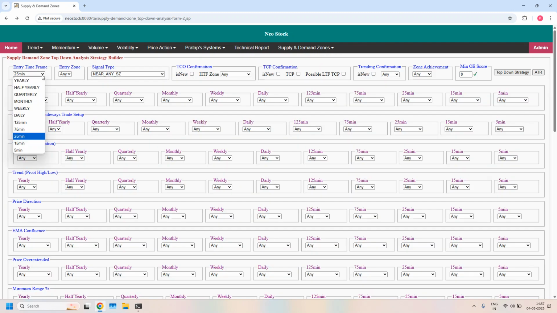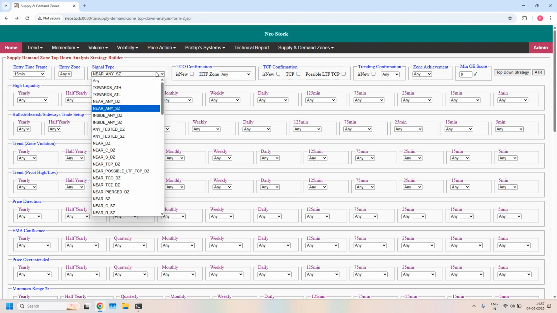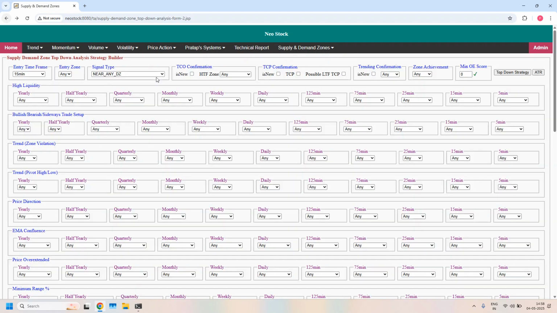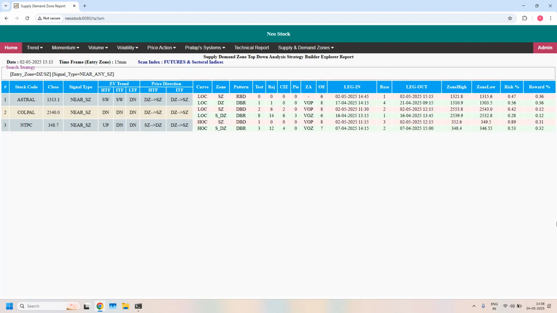Next, time frame is 15 minutes. Stocks near to the 15 minutes demand zone. We got 14 stocks. Next, stocks near to the 15 minute supply zone. We got 3 stocks.